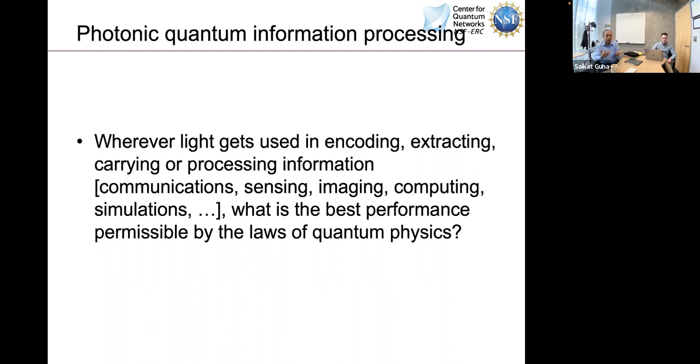So for all of these questions, there is a very nice way to ask them using the language of quantum optics and quantum information, where you can get the answer on what is the best possible performance. And then you can compare that best possible performance with the performance that is achievable using the conventional system, and then try to figure out how you can bridge that gap, or whether there is even a good enough gap to be bridged using tools from quantum optics.